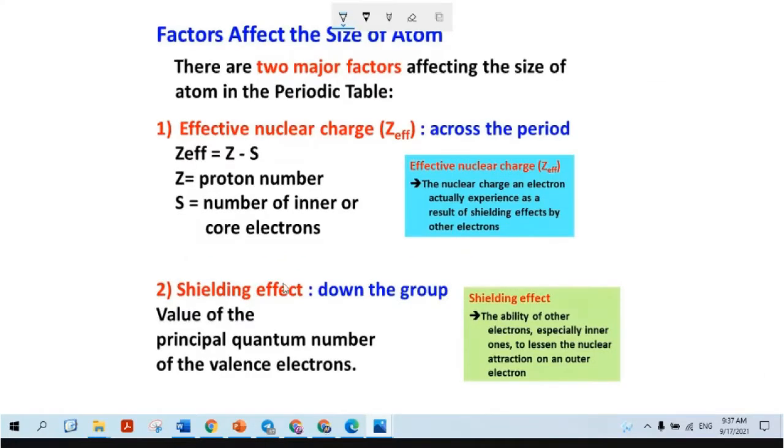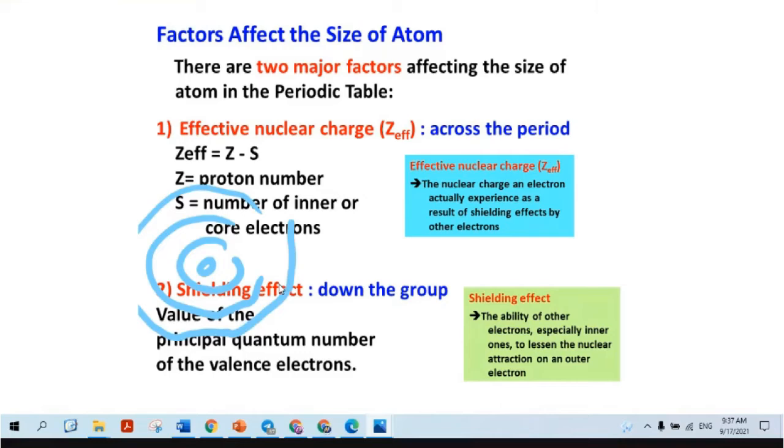Okay, shielding effect. Apa tu shielding effect? Shielding effect ialah, okay, satu bulatan, 2 bulatan, 3 bulatan, 4 bulatan. So, ini semua N berbeza. N dia berbeza.